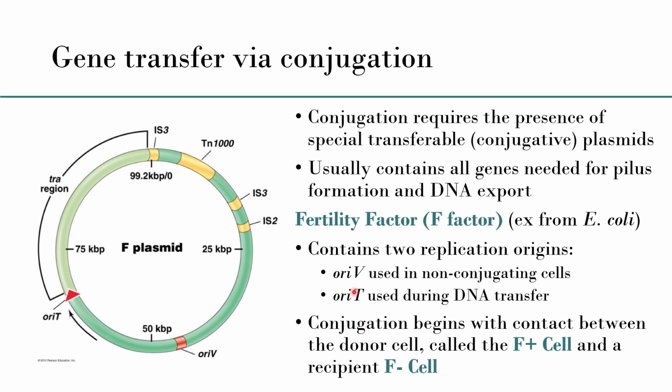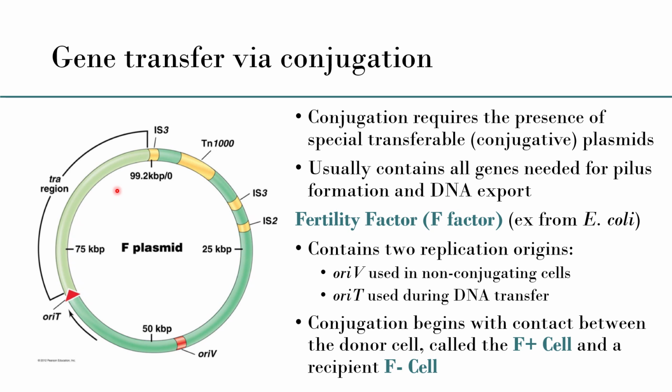So this is V for vegetative or non-conjugating cells, normally reproducing cells. And it will start here and it will reproduce the chromosome in that way. Now, ORI T is used during transfer. The T is for transfer. This is when we are going to initiate plasmid transfer. That way we initially start to transfer the genes for the TRA region. And those are the most important to get across.